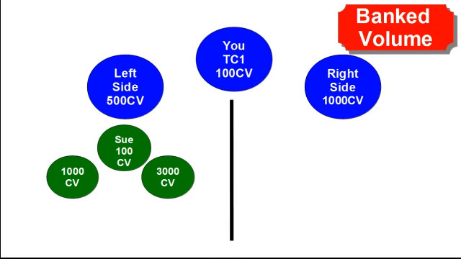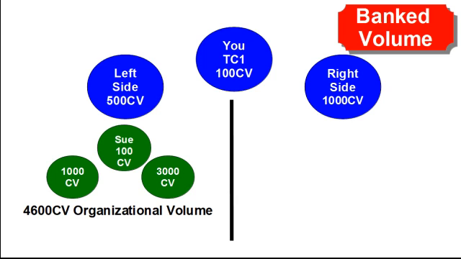Again, let's look at Sue, who is on your left side. Both her left and right sides have organizational volume. All of Sue's organizational volume is on your left side, with 1,000 on her left side and 3,000 on her right side, for a total of 4,000 CV. And she was on a monthly auto ship for 100 CV. Plus you had 500 CV on your left side from other team members.